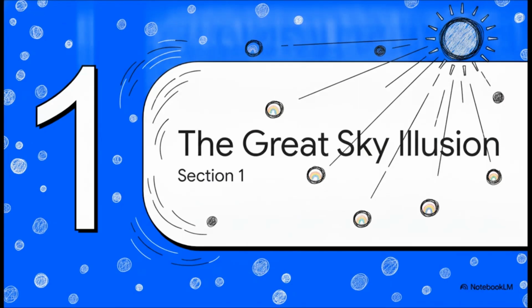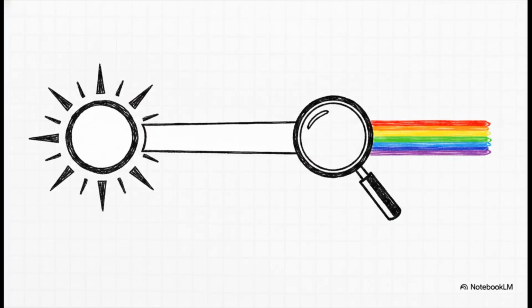Part 1. The Great Sky Illusion. Let's set the scene. Picture that moment right after a heavy rainstorm. The air feels super clear, but lingering way up there are millions upon millions of tiny water droplets. Think of these droplets as a giant, invisible canvas.